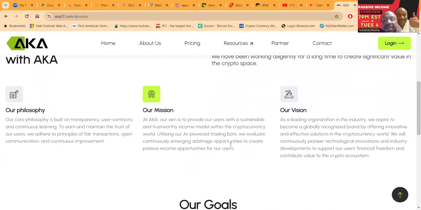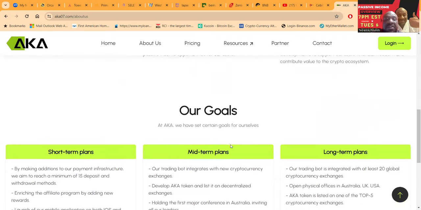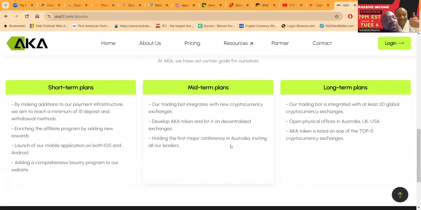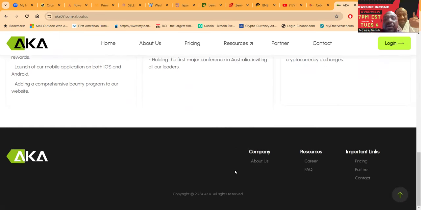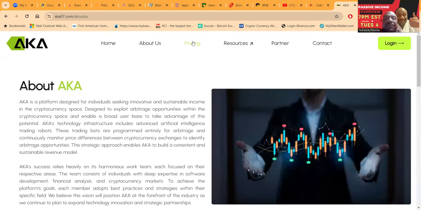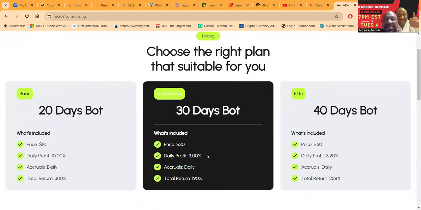They have a great philosophy. You can read about their mission and their vision. And then, folks, they do have goals. What you're going to see here is they have short-term plans, mid-term plans, and also long-term plans. And then, folks, they are going to have some other pricing and plans coming soon.